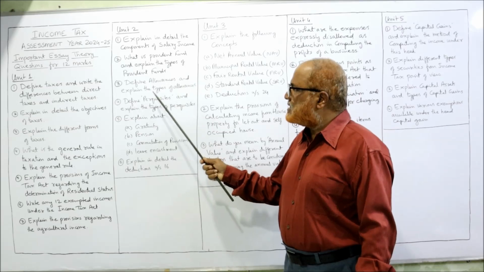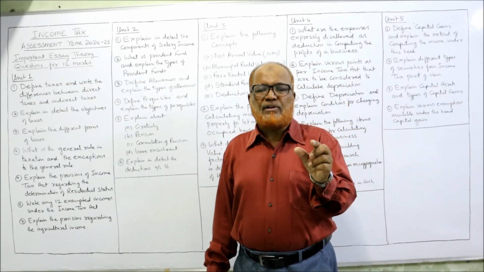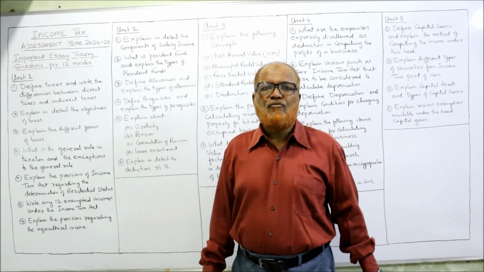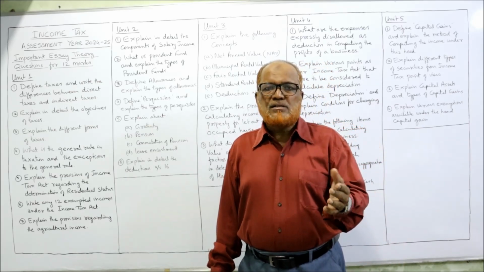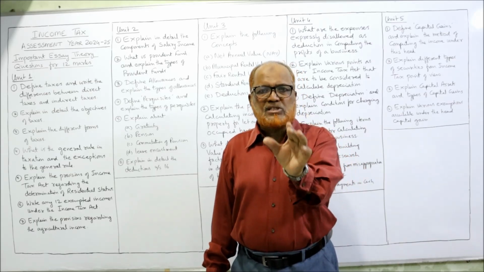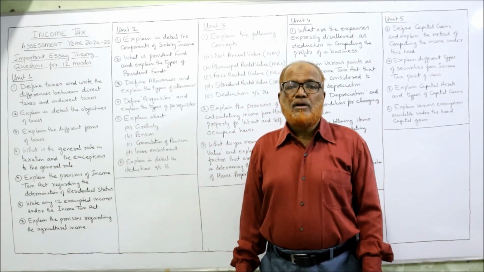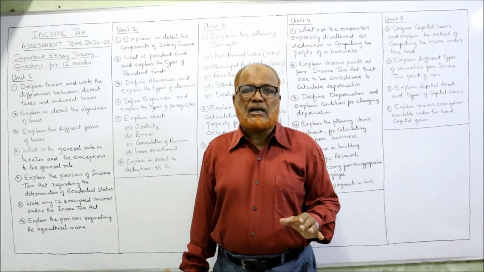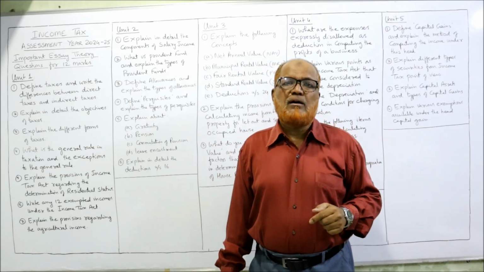Next is: define allowances and explain the types of allowances. An allowance is a fixed monetary benefit given by the employer to the employee for a specific purpose. So apart from salary, some fixed monetary amount will be given by the employer to the employee for a specific purpose, like dearness allowance, high cost of living allowance, city compensatory allowance, HRA, house rent allowance, entertainment allowance. For every allowance, the purpose should be given.